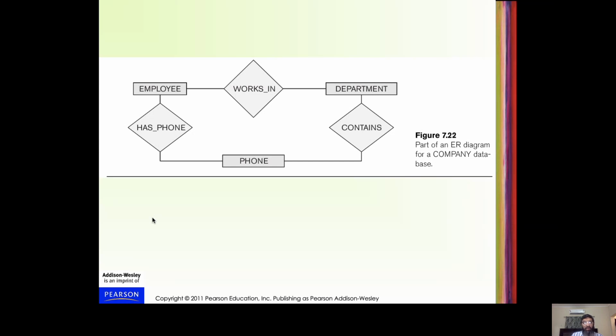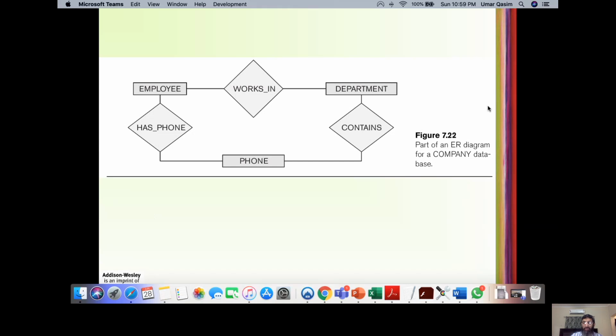Look at this one. Employee works in a department. Department contains phone, and employee has phone. This is also part of the company database example. So employee works in a department. We already had this relationship in our original diagram. Now we have this new phone entity, and we are relating employee with phone and department with phone.